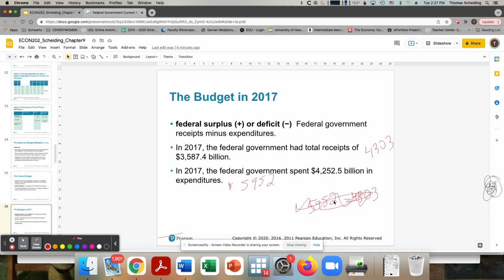Actually, if we want to generate it the same way, if we want to use the same equation here, the deficit or surplus would be receipts minus expenditures. So it would be 4303 minus 5952.